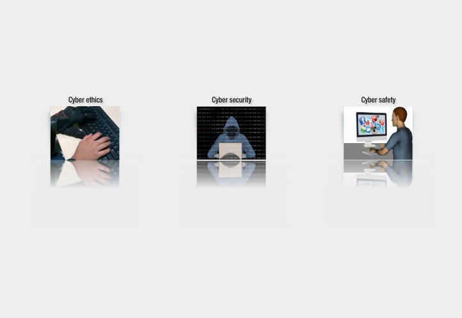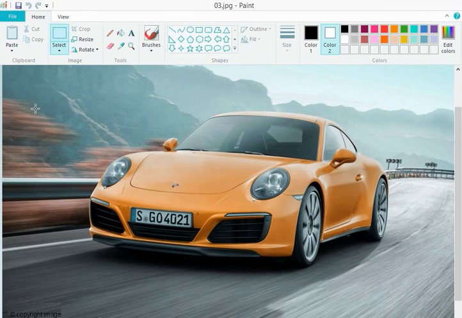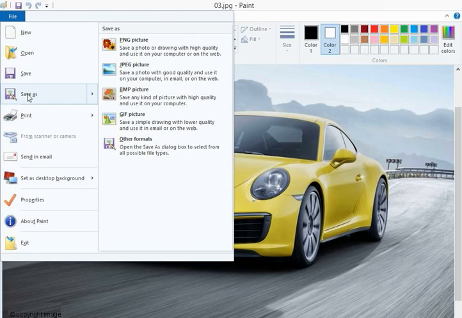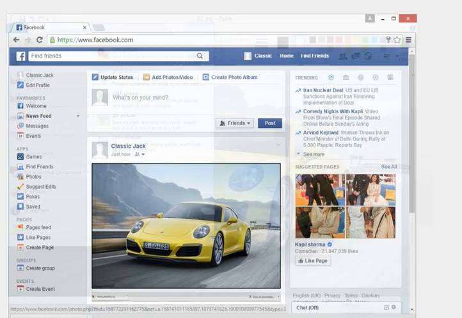The first aspect is cyber ethics. Cyber ethics refers to appropriate, responsible, and ethical online behavior. Do not use pictures, illustrations, drawings, and paintings in your project work without crediting the author or mentioning the source. If you do so, then you are exercising copyright infringement. Copyright infringement can lead to legal action against you, therefore, follow cyber ethics.